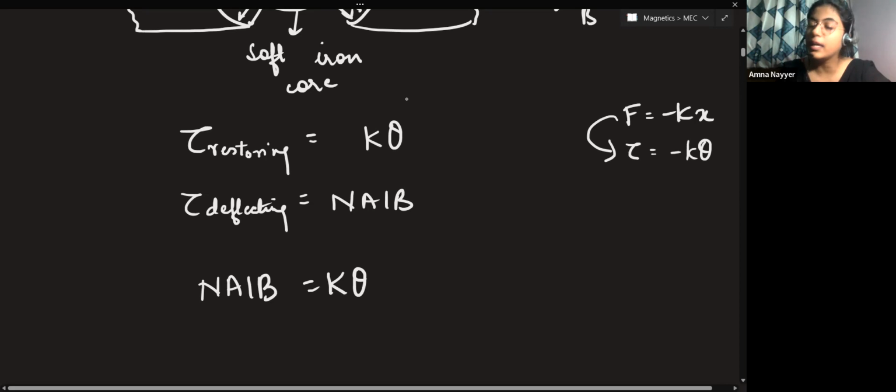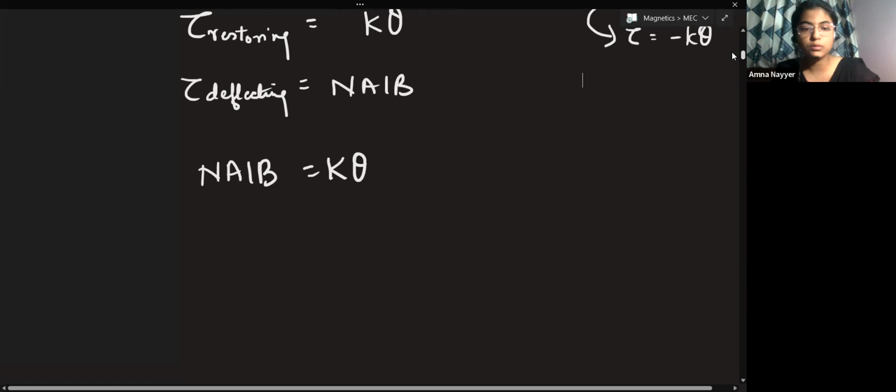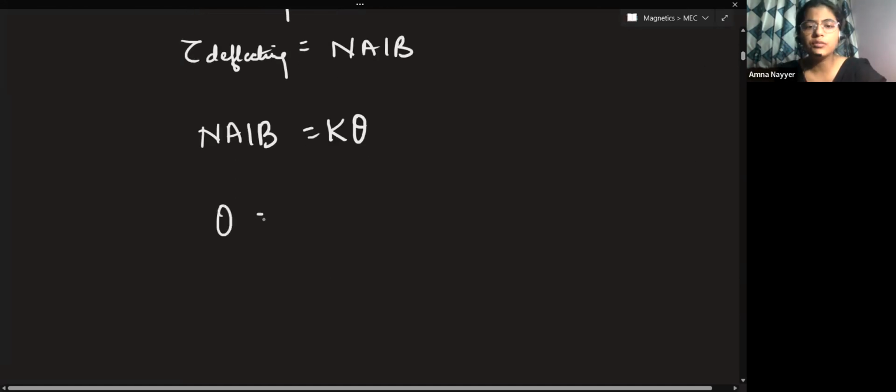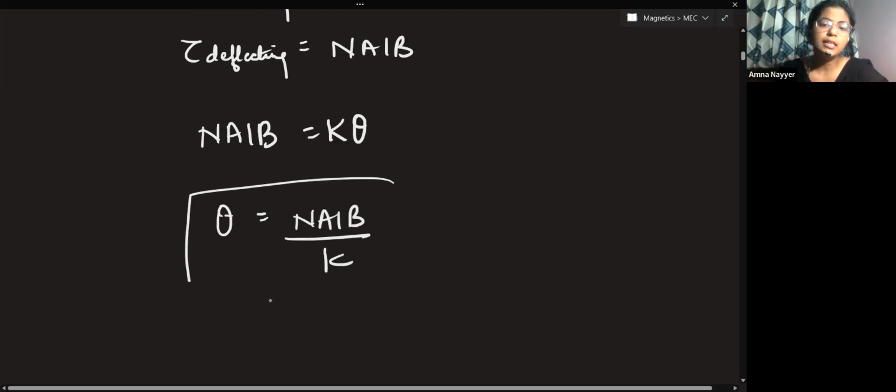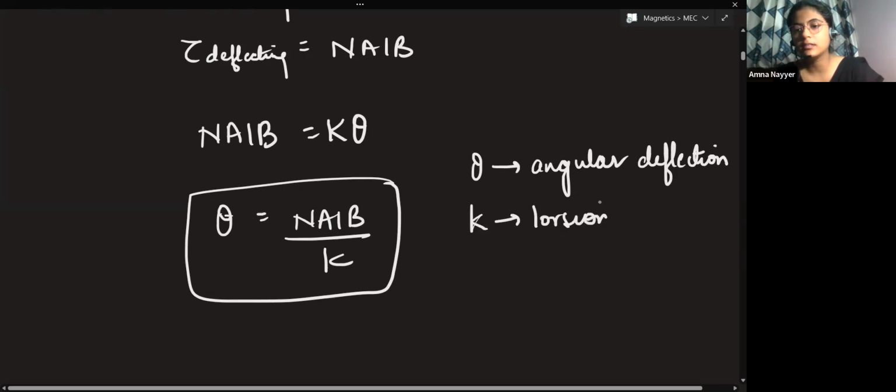Theta is the angular deflection. K is the torsion constant, a constant that you get to use. From here, you can take the value of theta, the angular deflection, that will be NAIB divided by K. Now, how to perform the conversions, we'll see one more thing, then we'll come into the conversions. Firstly, what is theta? Theta is basically angular deflection. K is the torsion constant.